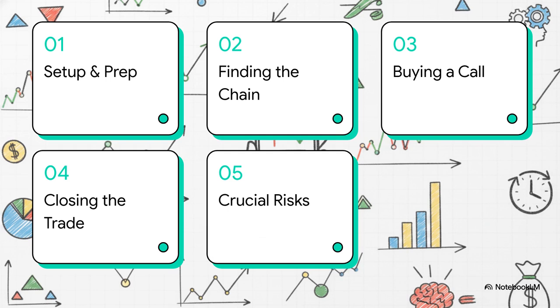Here is our flight plan for today. First, set up for options trading. Second, finding the option chain. Third, buying your first call. Fourth, closing the option position. And finally, crucial risks to avoid.